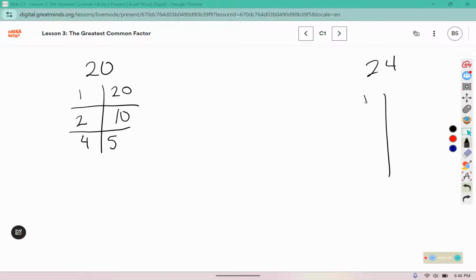Now let's do 24. 1 times 24. 2 times 12. 3 times 8. 4 times 6. 5 wouldn't work because it doesn't end in a 5 or a 0. 6 is already used. 7 times 3 is 21. 7 times 4 is 28, so no 7 works. 10 won't work because it doesn't end in a 0. So these are all of the factors of 24.